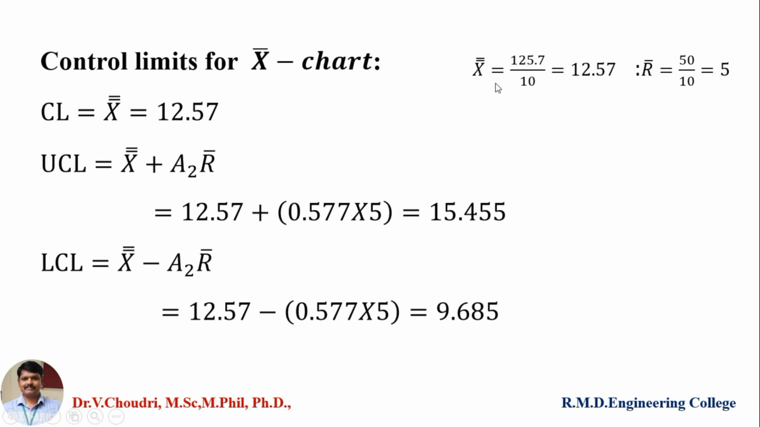And these are the data we found. Now we have to find control limits for the X bar chart. The control line formula: X double bar equals 12.57. CL means control line, and the upper control limit line or upper control line is X double bar plus A2 into R bar.